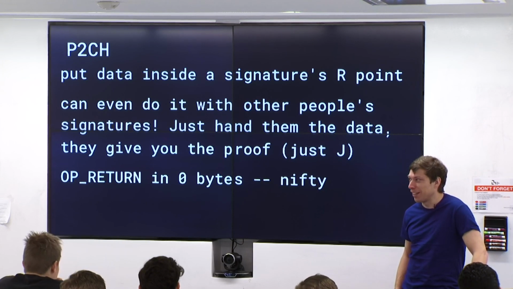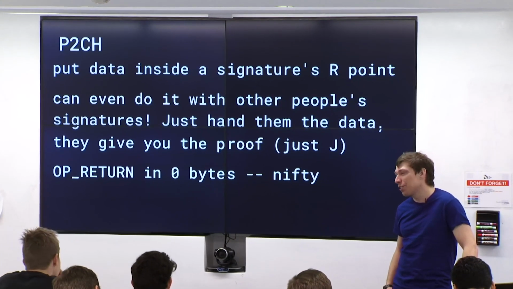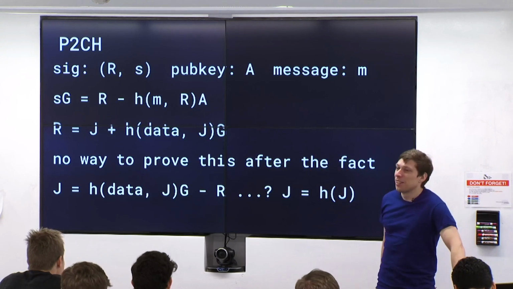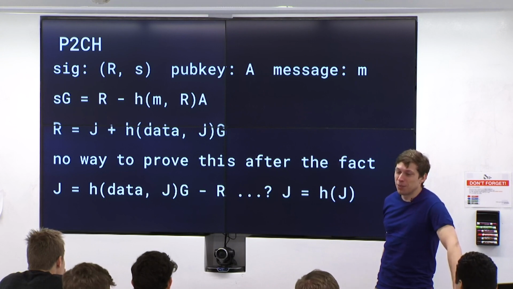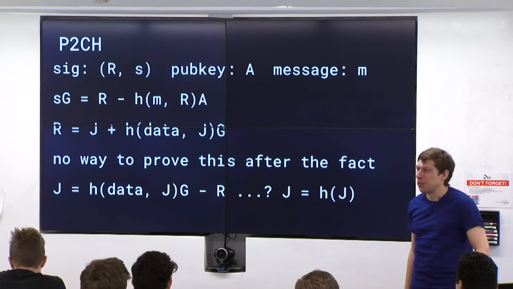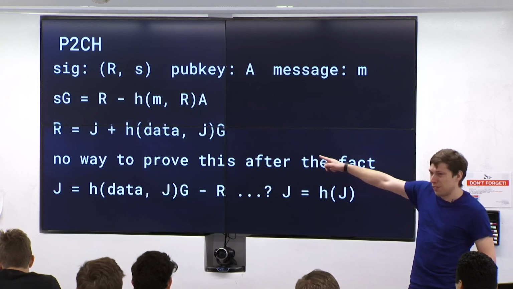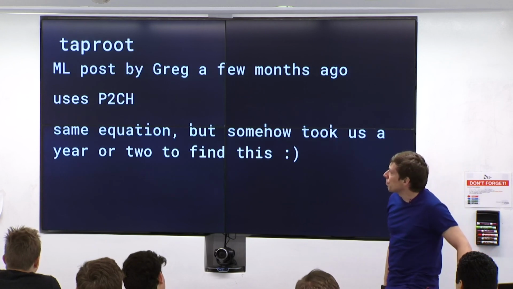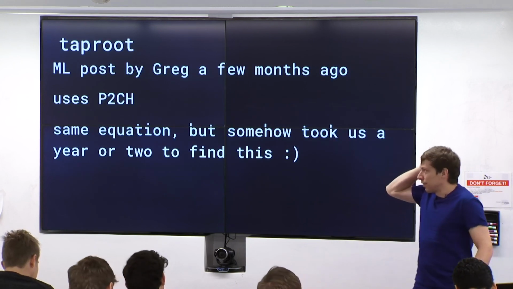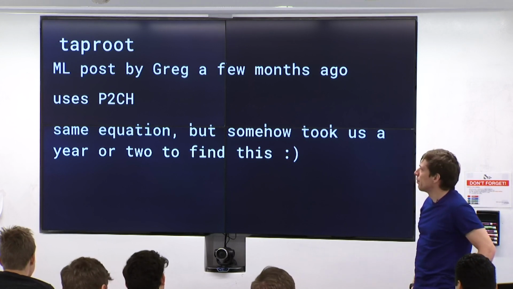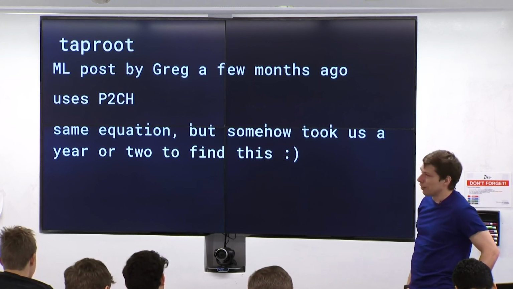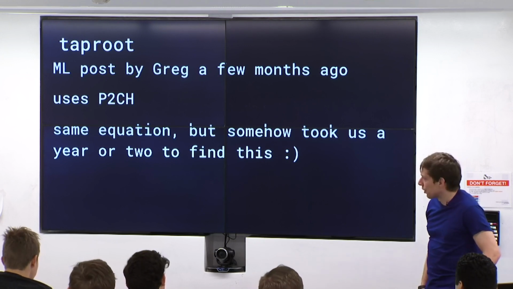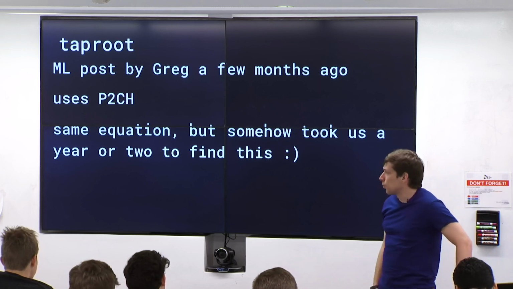So yeah, it took Bitcoin people well over a year to see the, in retrospect, really obvious connection and thing to do with this. But it took a year or two, and then Greg posted on the mailing list in January, like, hey, wait, you can use this for something else. And then it was like, oh, shoot, how did no one think of that? So it's called Taproot. And I don't know why Greg called it that. Greg Maxwell, he's a guy with a big beard who works on Bitcoin, and he's super smart. And it uses this pay-to-contract hash construction. And it's the same equation, but it took us a year or two to figure out that you could do this.